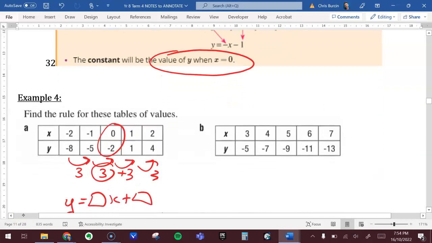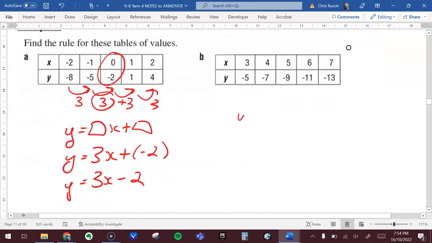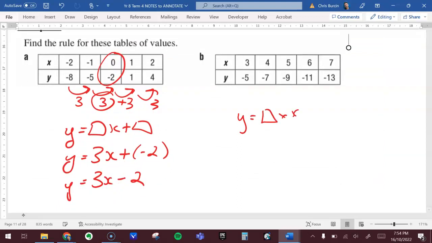Now we want to find the rule for this table. Same thing, we want y as our subject. So y equals some coefficient times x plus a constant. Okay, so what do we have here? It looks like, again, y is increasing by 1, so we're in good shape there. But then what is our coefficient? Our coefficient is what's happening here. Sorry, did I say y? I meant x is increasing by 1. So for the y-coordinate, -5 to -7, we're actually going -2.